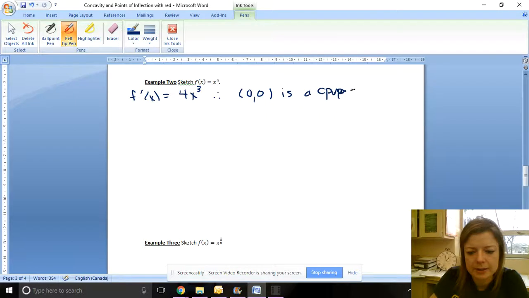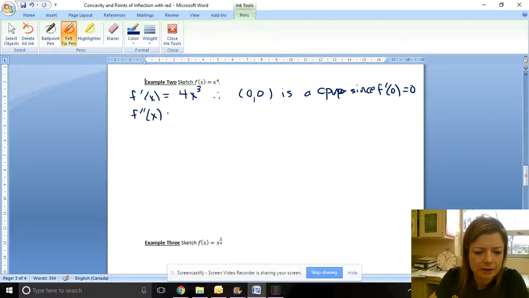Critical point since f prime at 0 is 0. Okay, and we got this 0 from putting it back into the function. So that tells us that we have a critical point. So let's go to the second derivative, 12x squared.